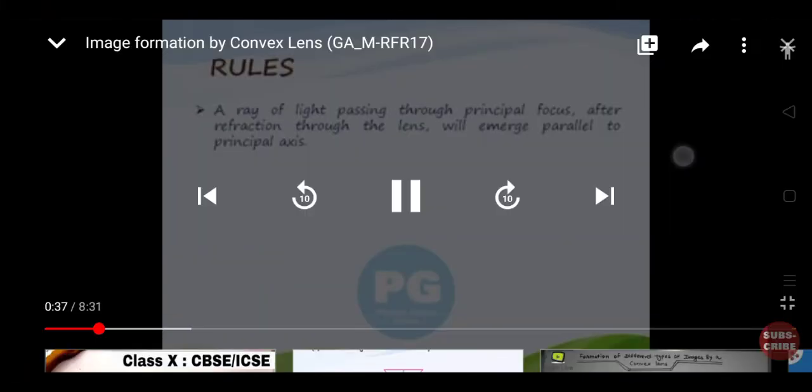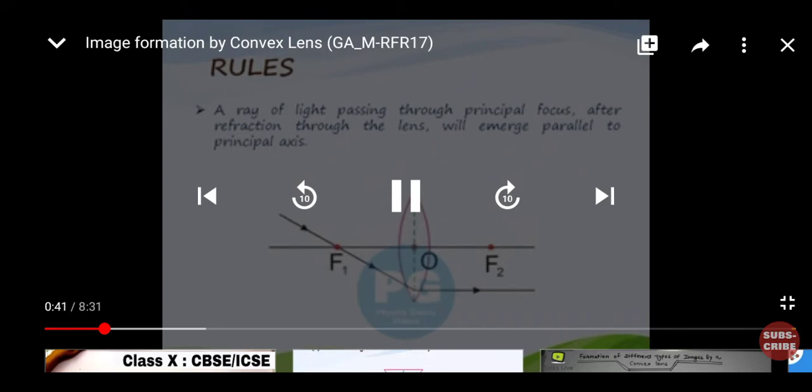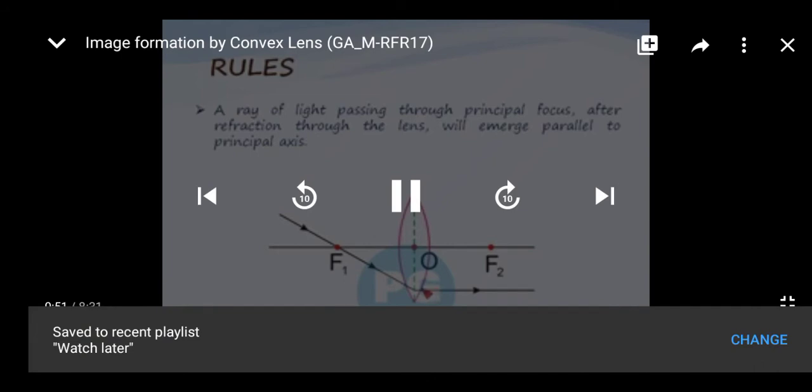A ray of light passing through the principal focus, after refraction through the lens, will emerge parallel to the principal axis. This is the second rule: a ray of light that passes through a principal focus, after refraction, will become parallel to the principal axis. A ray of light passing through the optical center of a convex lens will emerge without any deviation.